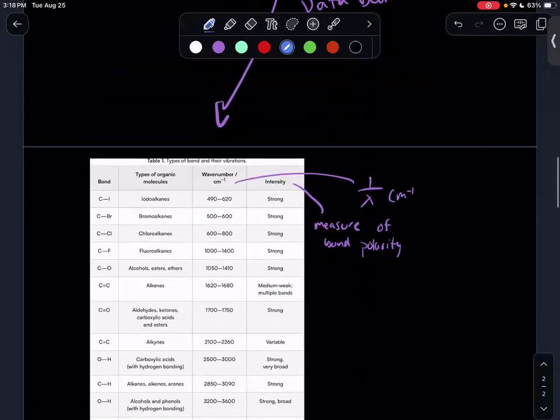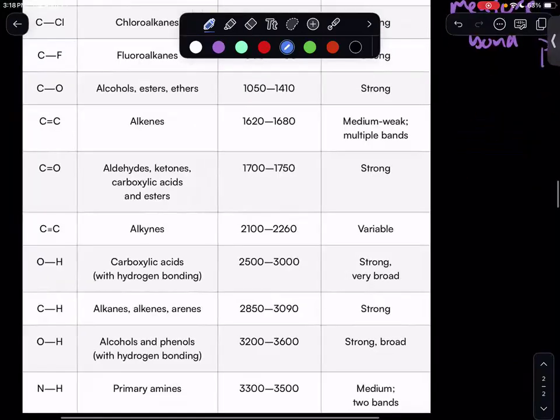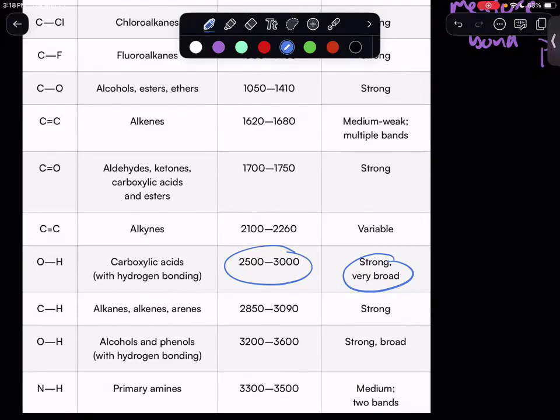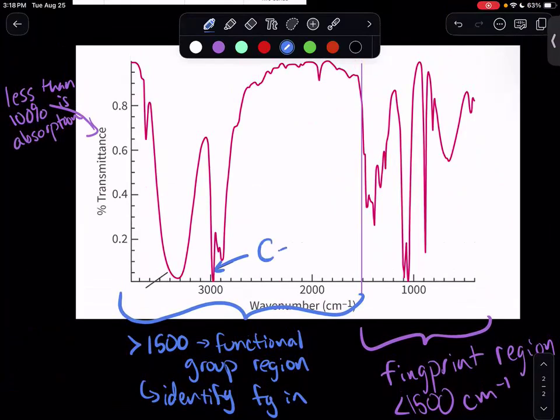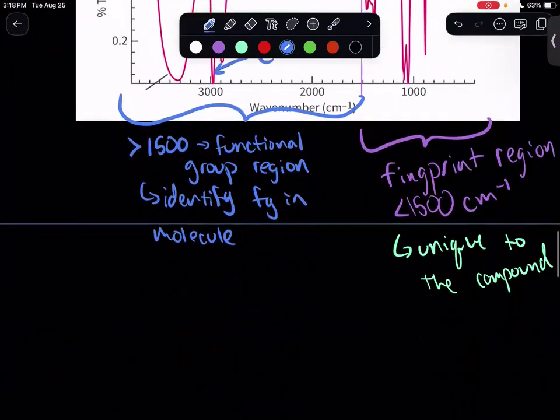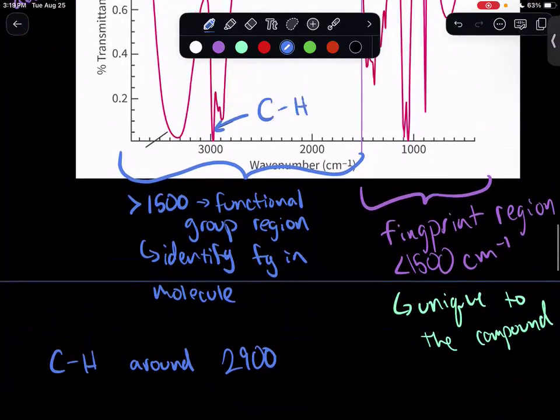Well, let's go ahead and look at our chart. We're looking for 2900. So it could be this carboxylic acid, but it's a strong, very broad area. It could be this, alkanes, alkenes, arenes. So this one would actually represent this strong peak right here. This is a carbon-hydrogen bond. So generally, we're going to see a carbon-hydrogen bond around 2900. That's usually what we see. It can be a little below and a little above, but generally that's it.